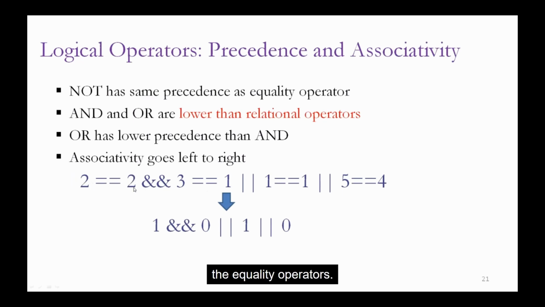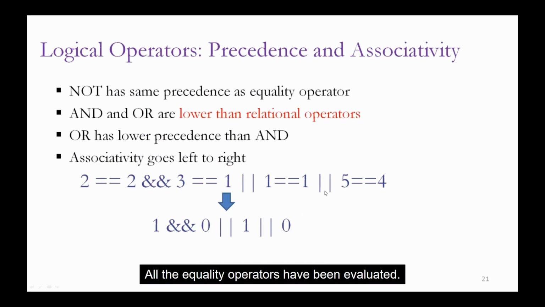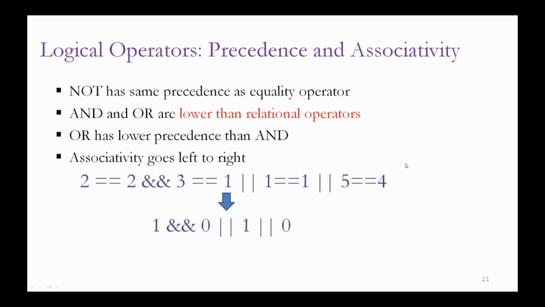So across the whole expression, we just go from left to right and we evaluate all the equality operators. 2 equals 2. That is correct. So we put 1 here. 3 equals 1. That is false. So we put 0 here. 1 equals 1. That is true. So we put 1 here. 5 equals 4. That is false. So we put 0 here. All the equality operators have been evaluated.